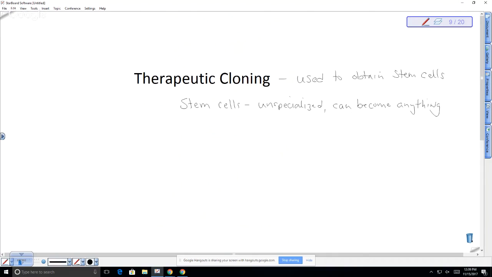So you could actually get stem cells. We can get them from embryos. We can also get them from the umbilical cord. So they can be found in embryos and the umbilical cord.